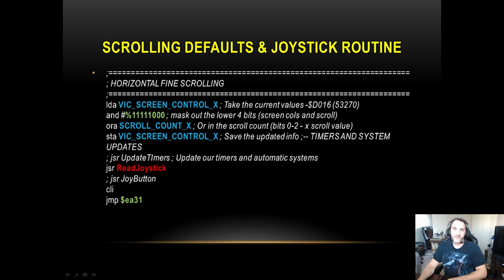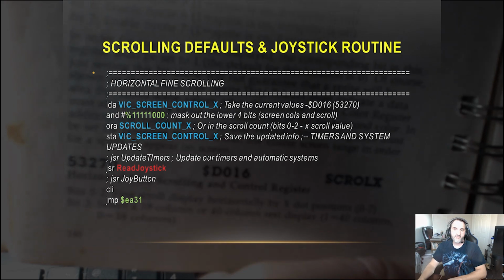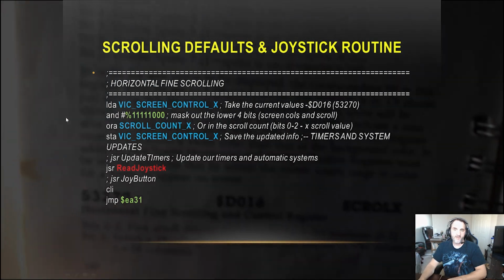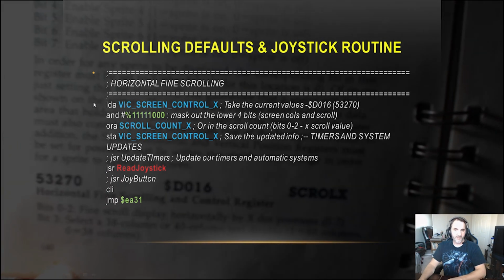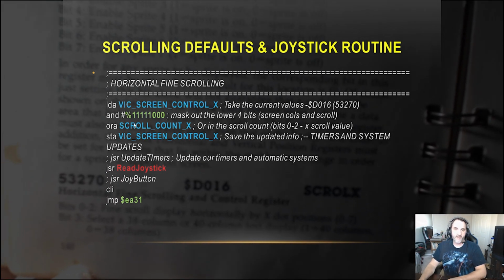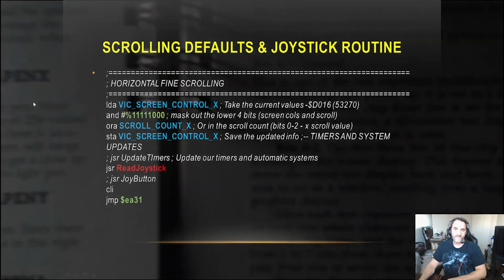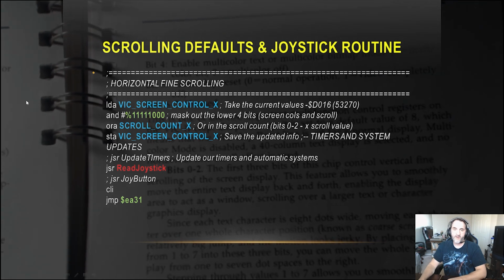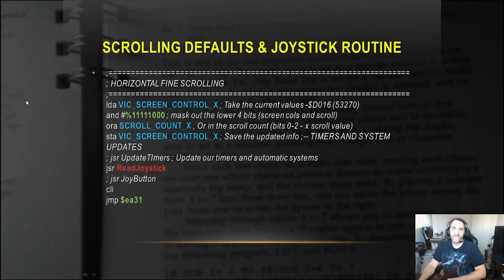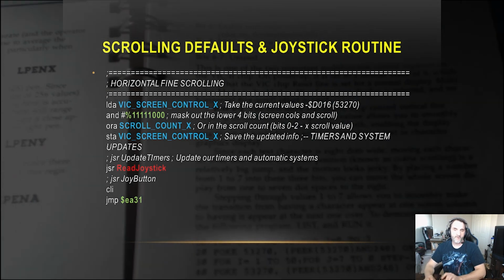Scrolling defaults and joystick routine. This section is going to be managing scrolling default setups, which is what's going on right here. I won't go into a lot of explanation, but these are necessary to track where your lines are being scrolled at the X register. And then here's our first joystick routine, which is being read through our interrupt timing, basically so we don't slow down the game while we're moving the joystick.